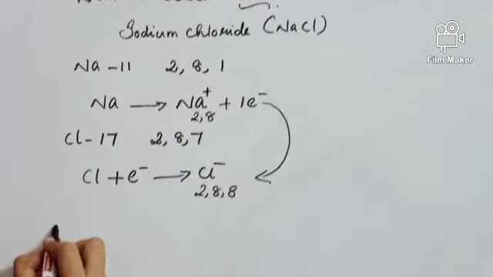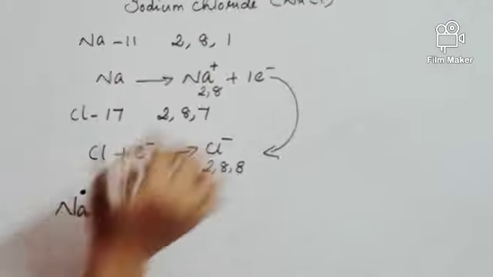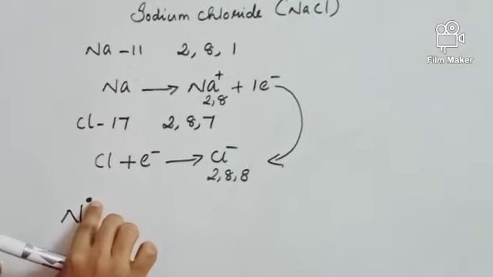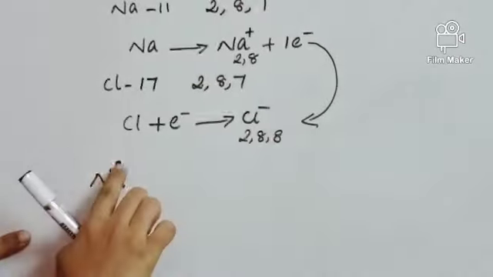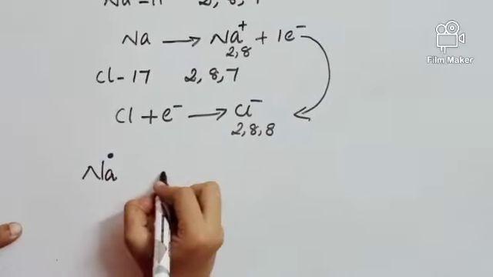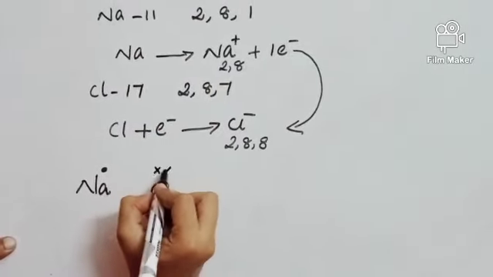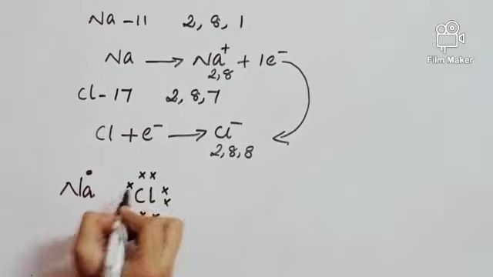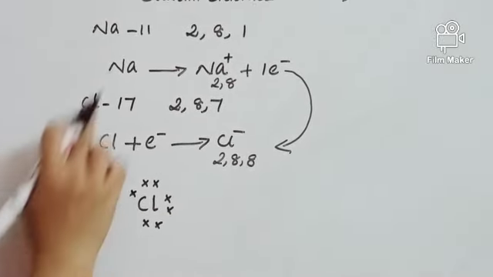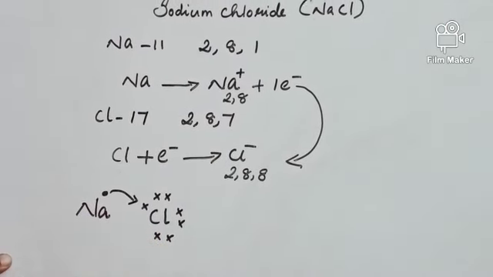Now we can represent this as sodium with one electron in the valence shell. This one electron in the valence shell, we are denoting like this, the number of electrons in the outermost shell. Only one electron is here. Chlorine is having 7 electrons in the outermost shell. 1, 2, 3, 4, 5, 6, 7 electrons are here. So during this reaction, sodium will give this one electron to chlorine.